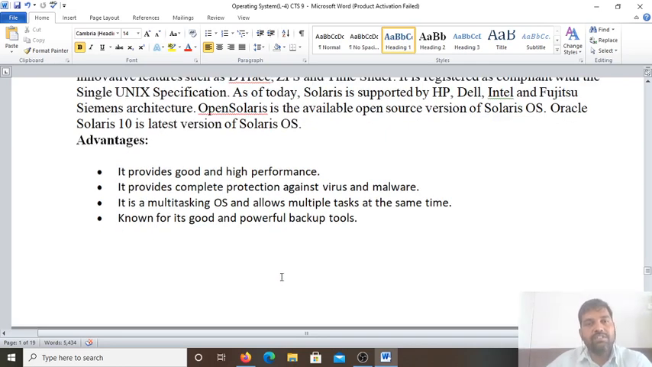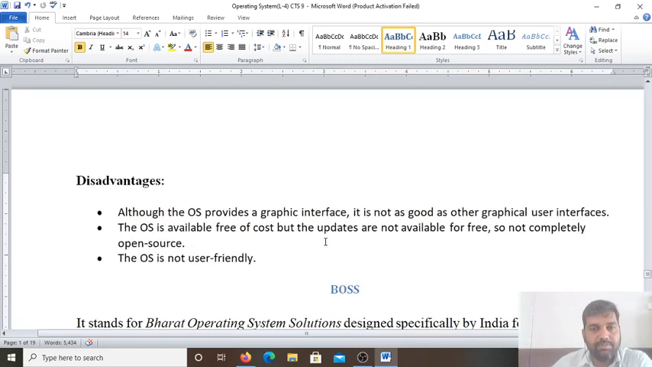The advantages of Solaris are that it provides good and high performance and provides complete protection against virus and malware. It is a multitasking operating system, allowing multiple tasks at the same time.